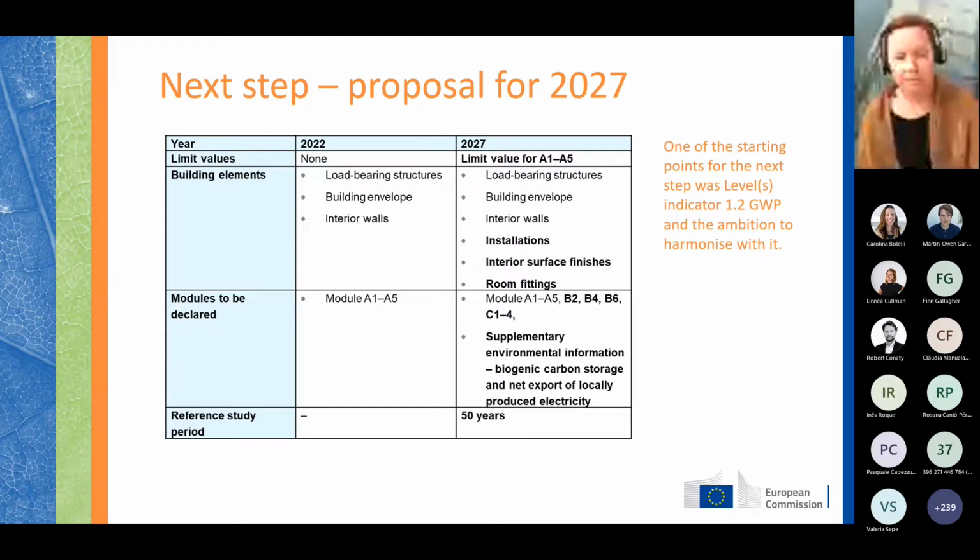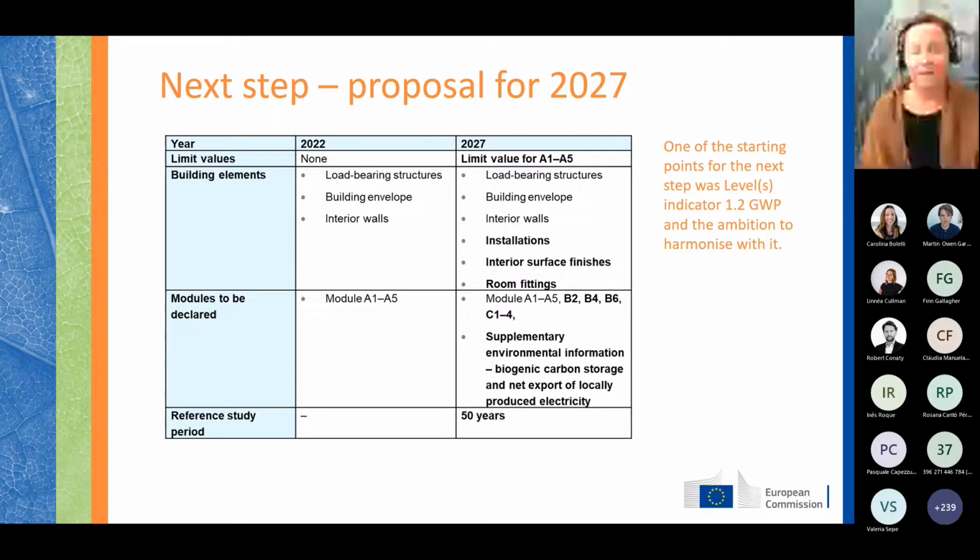So the legislation from this year, we don't have any limit values, but they need to declare the load-bearing structures, the building envelope and interior walls. And this needs to be declared for module A1 to A5. And then we propose that from 2027, it can be appropriate to introduce limit values for module A1 to A5. But we also propose to include more building elements in the limit values, installations and interior surface finishes and room fittings. So more or less the full building is included in this limit value.